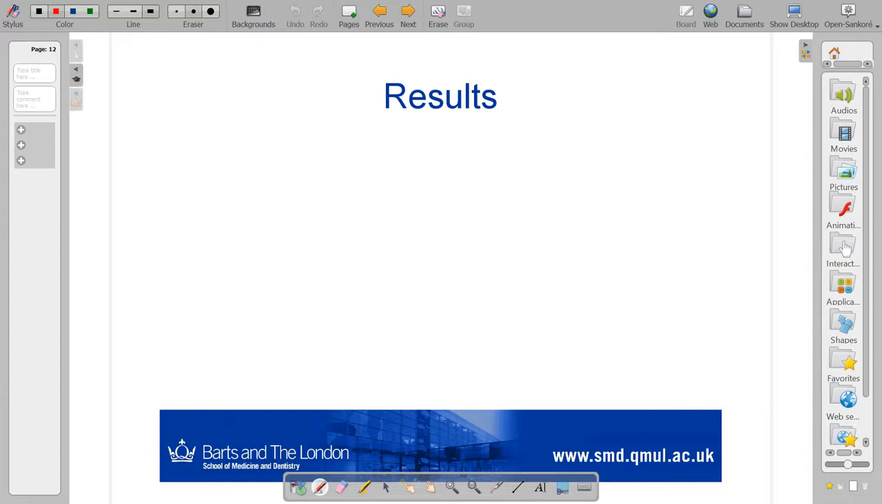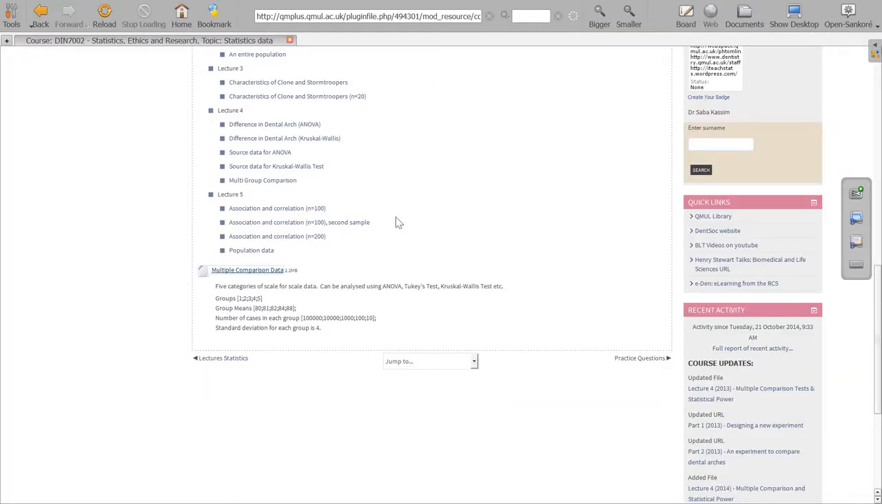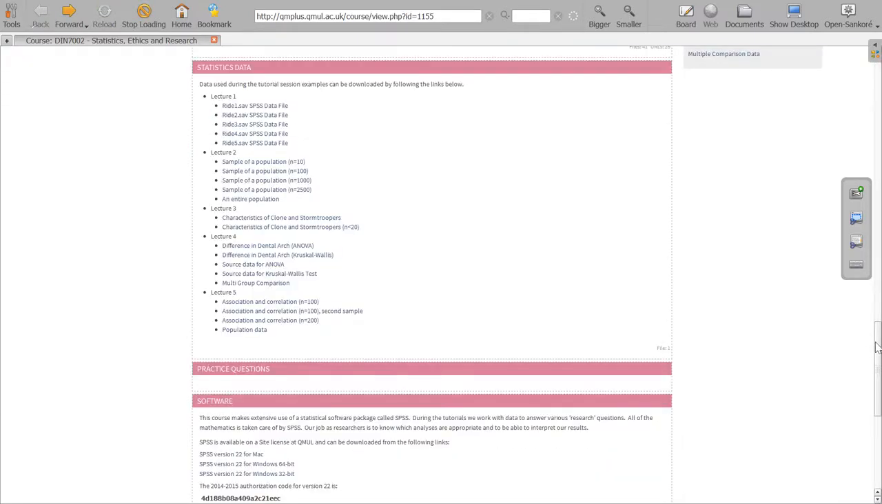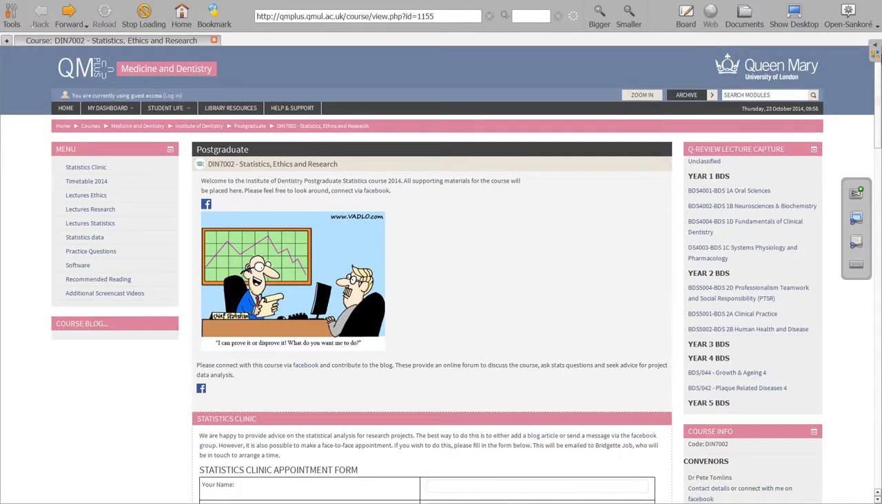And we're going to go to the QM Plus website, and I've uploaded a new data file. So if you go down to the QM Plus site, if you need to find the course, you can search for it here as DIN7002. That's DIN7002. Obviously, I expect most of you have bookmarked it as one of your favorites.